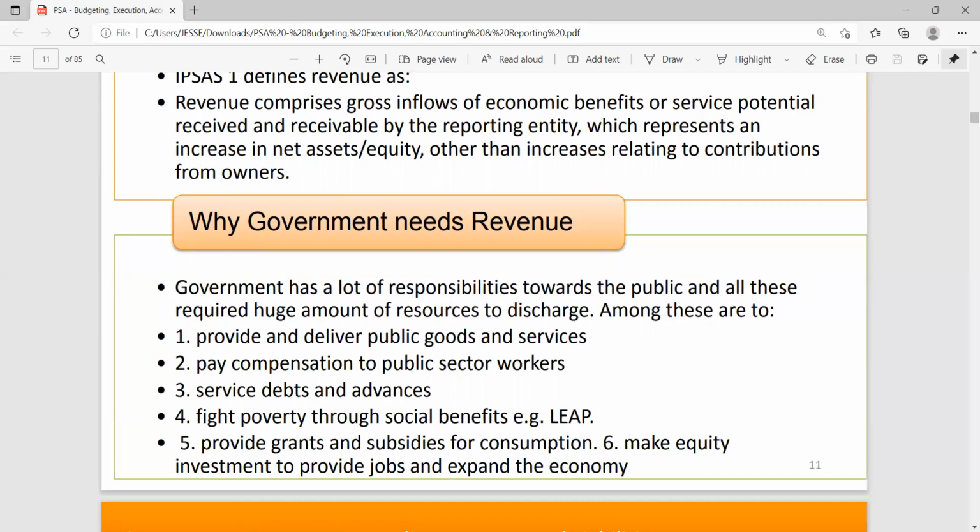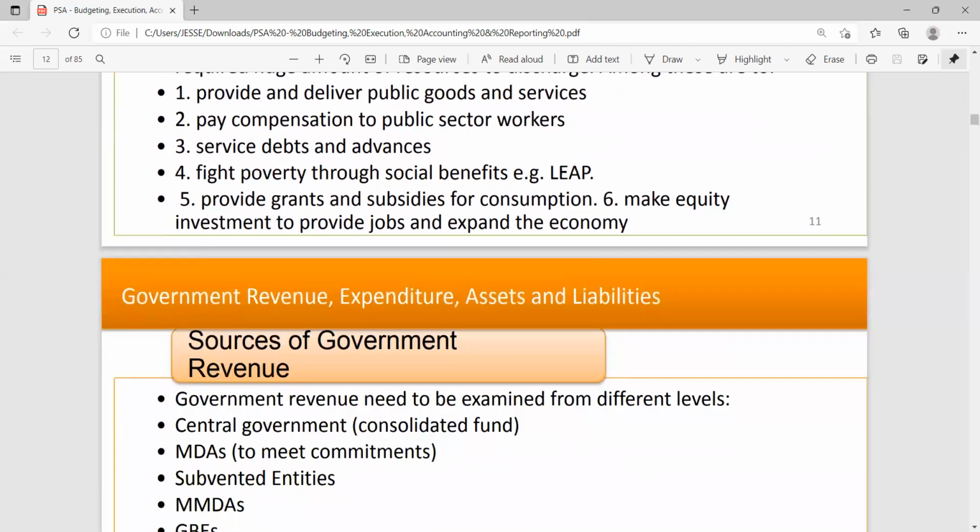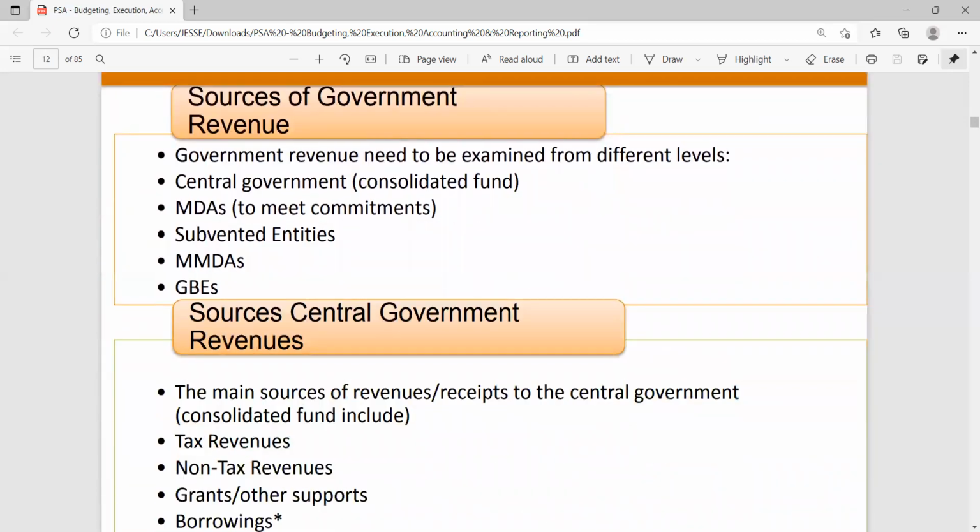They also need resources to service debts, to pay for debts. They also need resources to fight poverty by providing social benefits, right? They also need resources to provide grants and subsidies for consumption. They also need resources to expand the economy as well as make investments to provide jobs. So the government needs revenue for different kinds of reasons, for some of which I've stated.